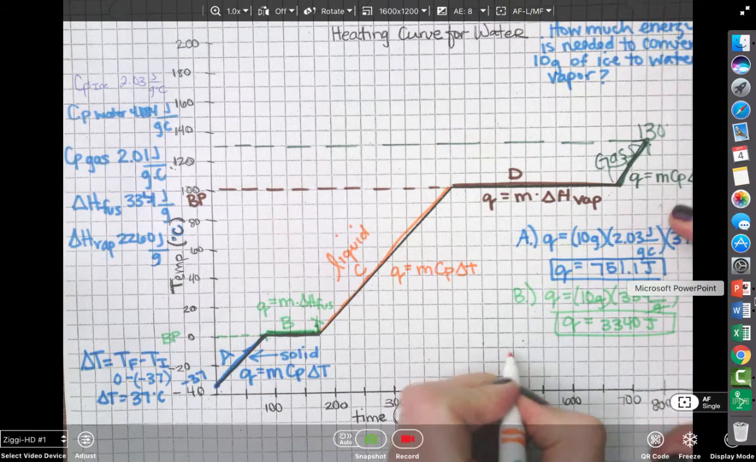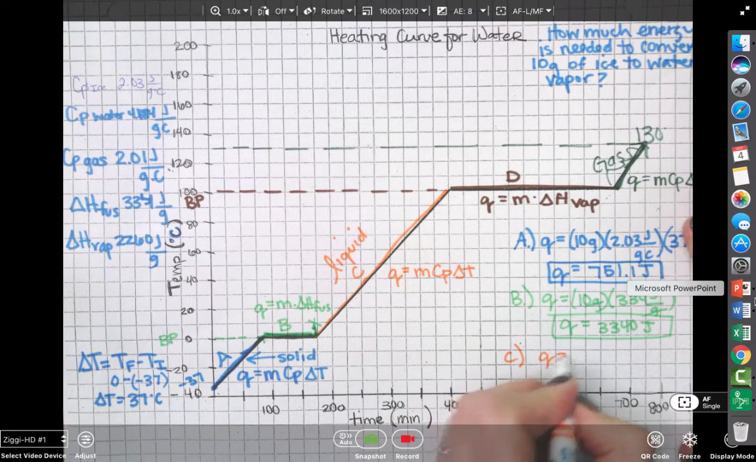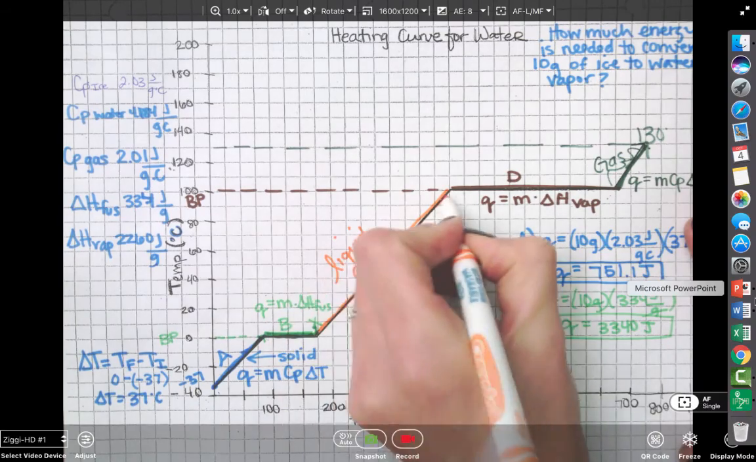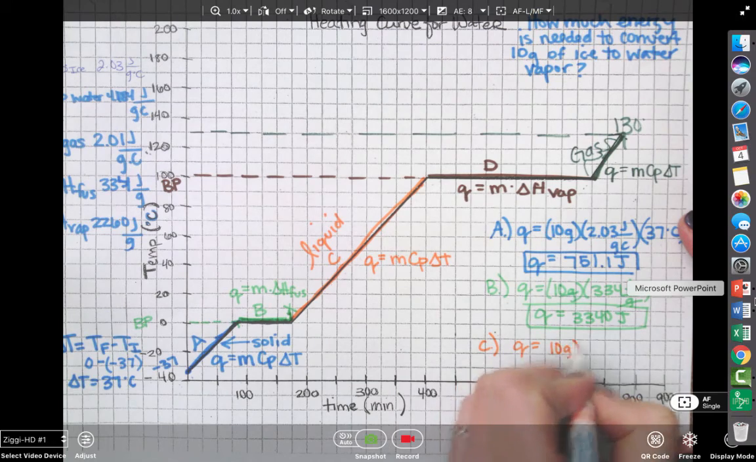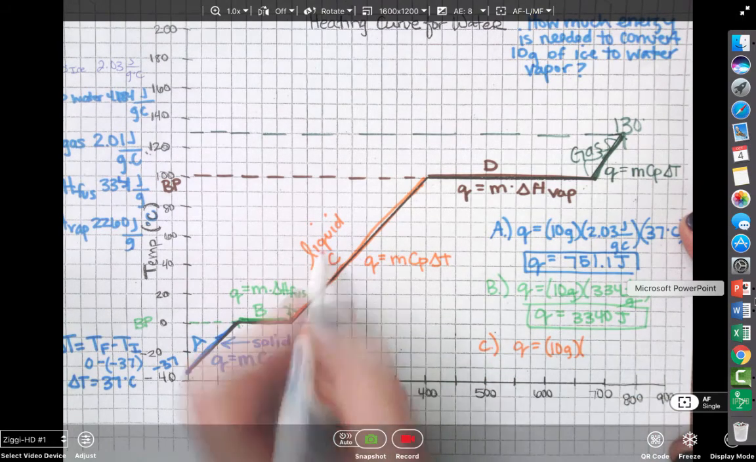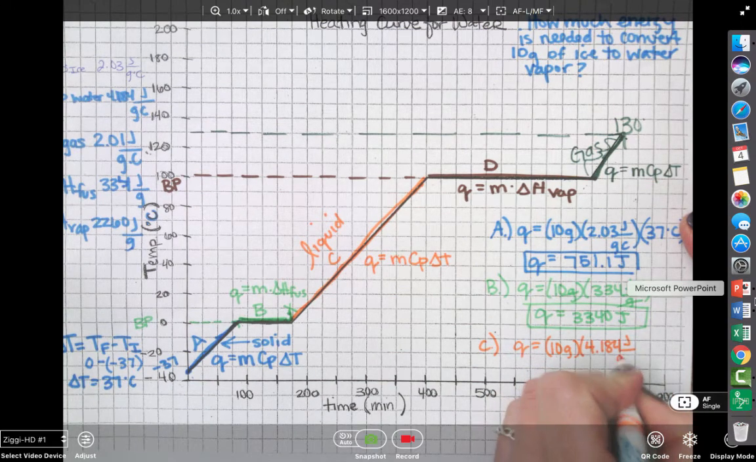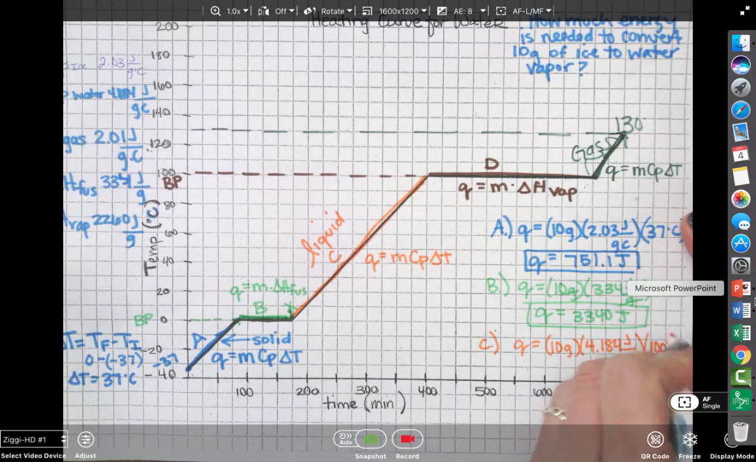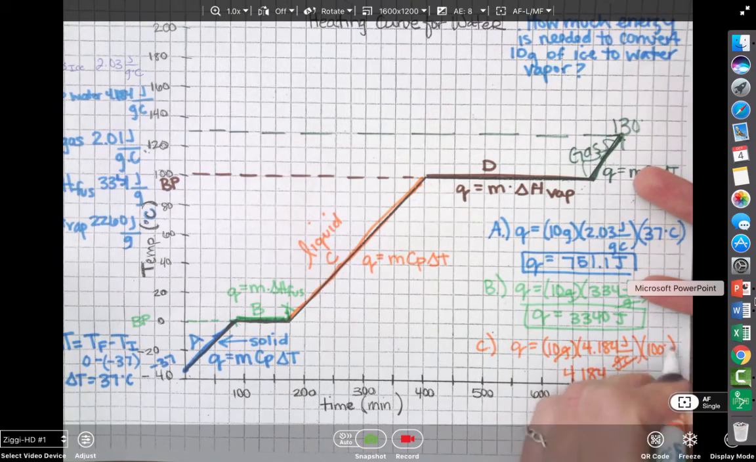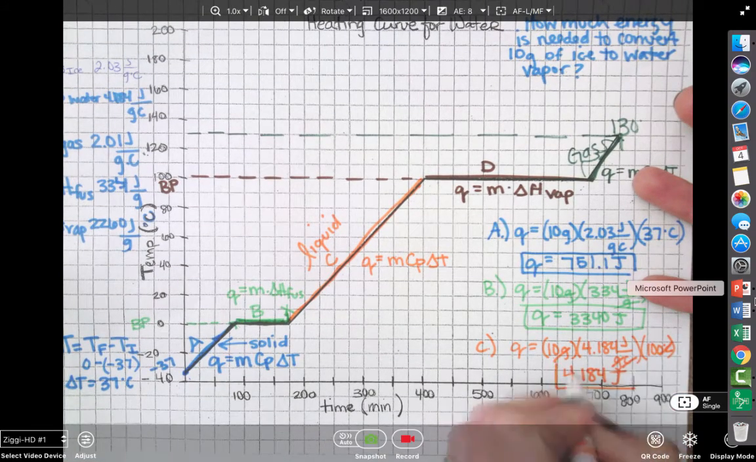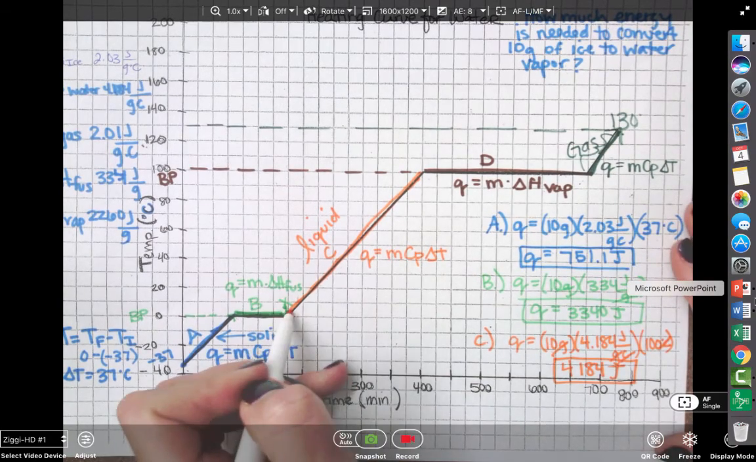The third step, segment C, I need to calculate how much energy is required to get all the way up here from 0 to 100, so that's a delta T of 100. Well, I still have 10 grams of the substance. The specific heat, because I'm now in the liquid form, I use 4.184 because that's the specific heat of liquid water. And then I'm going 100 degrees. Grams, grams, Celsius, Celsius, so I'm left in joules. So that's 4,184 joules. So that's how much energy would be required to get from there to there.